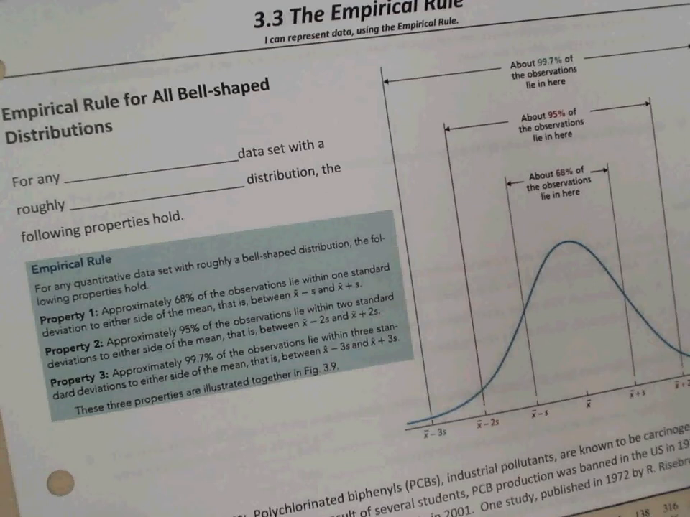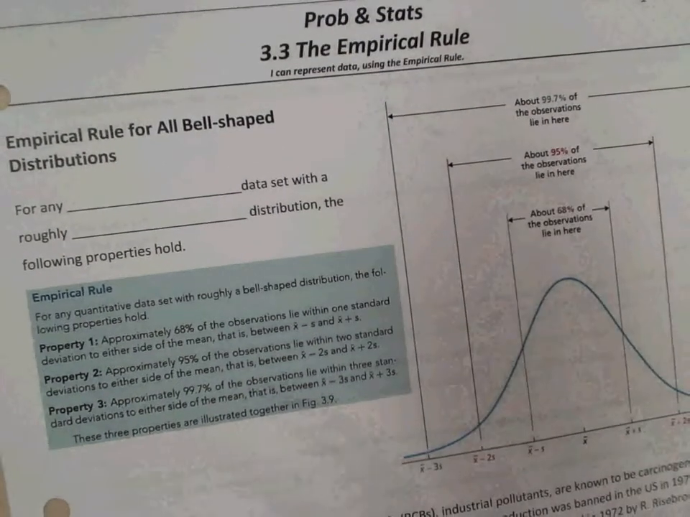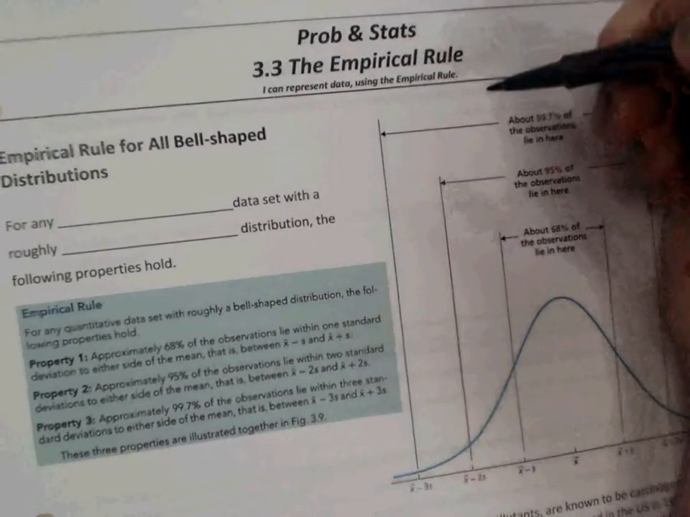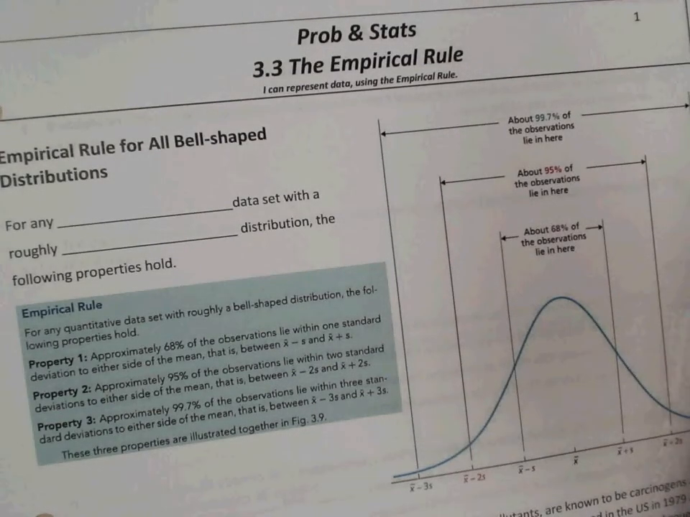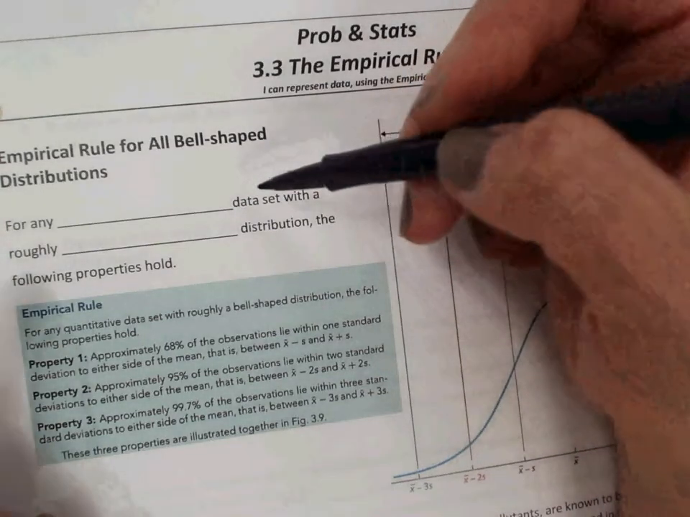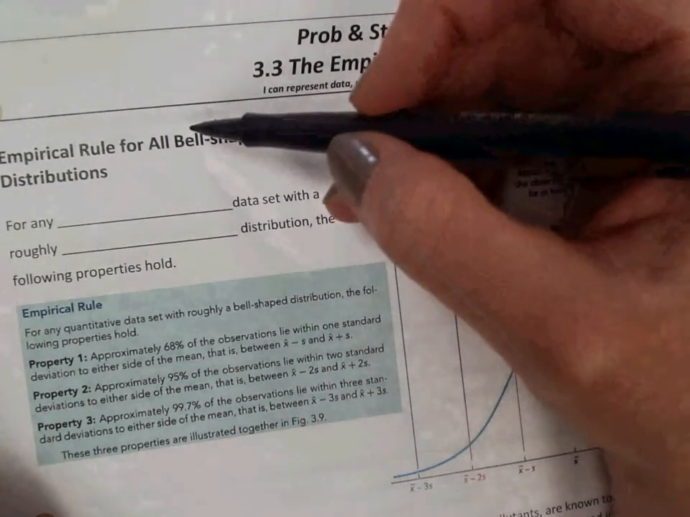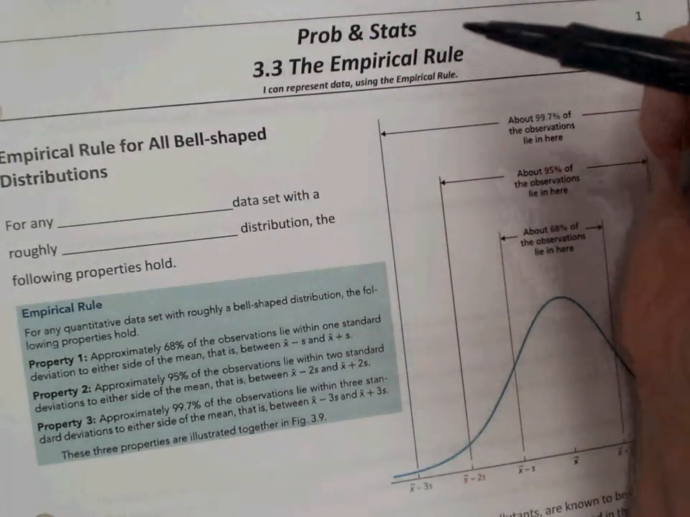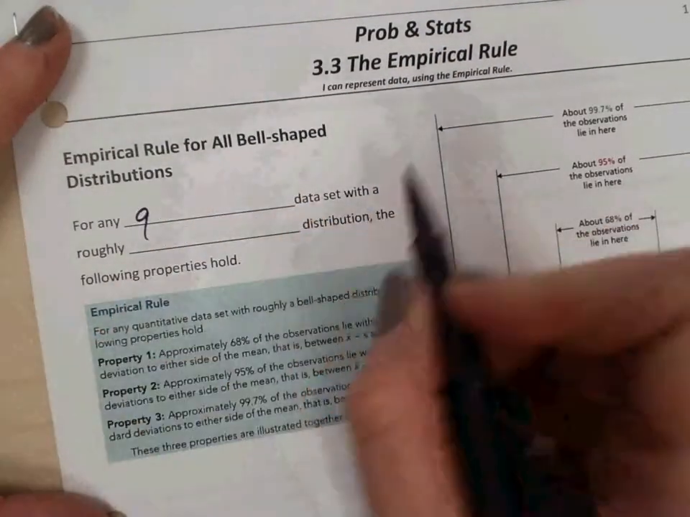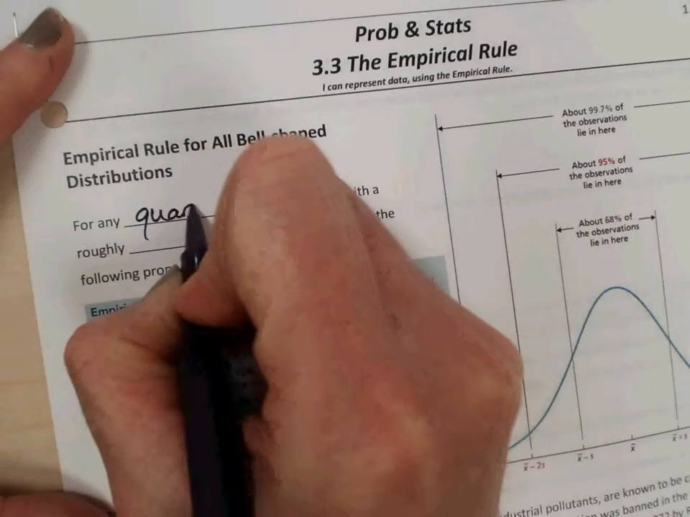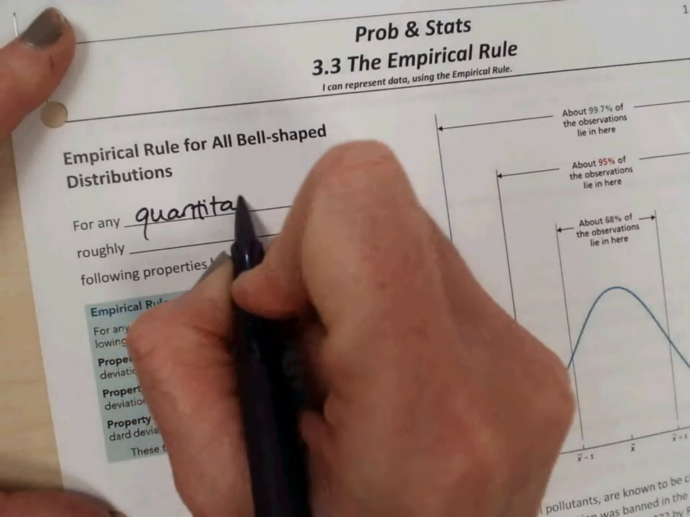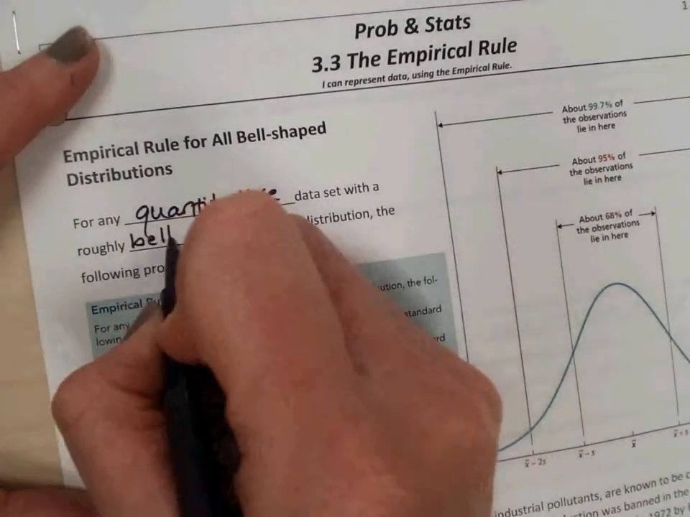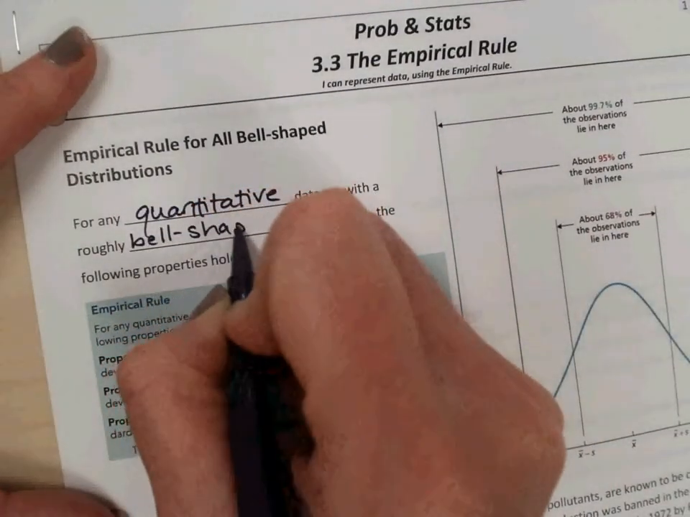So this is 3.3, the empirical rule, and the goal for today is to be able to represent data using the empirical rule. So we'll start off by defining the empirical rule. It's used for all bell-shaped distributions. So for any quantitative data set with a roughly bell-shaped distribution, the following properties hold.